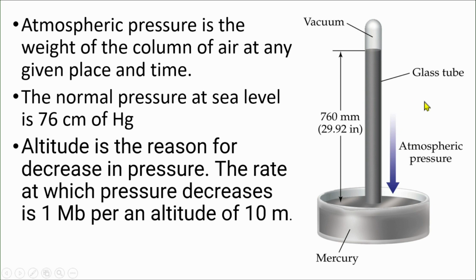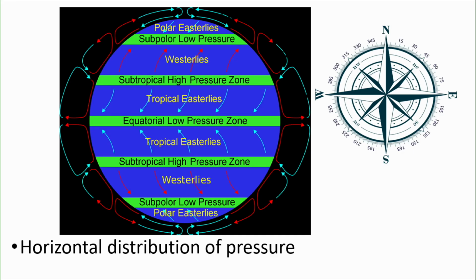So when there is weight felt over the mercury, the mercury in the column rises. When the pressure decreases, the weight decreases and the column falls. Apart from this, when we compare horizontally, the pressure is not the same throughout the surface of the earth.